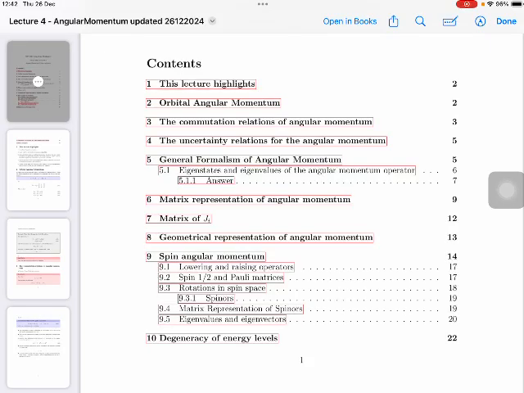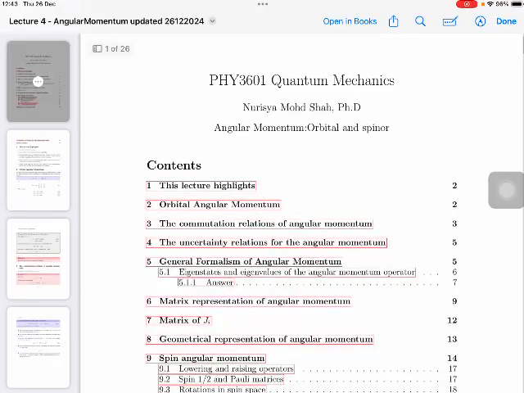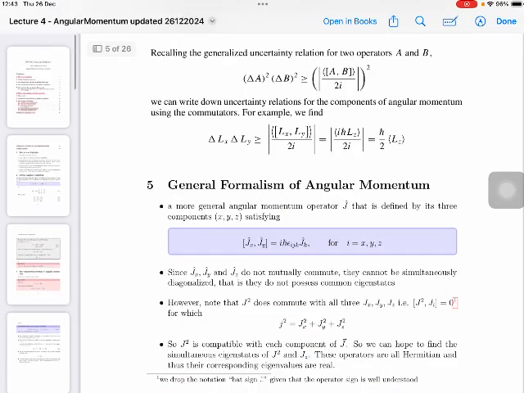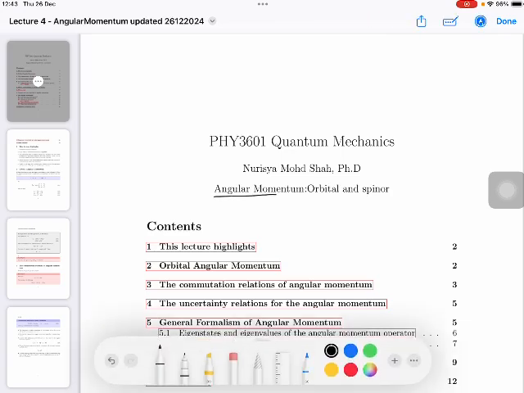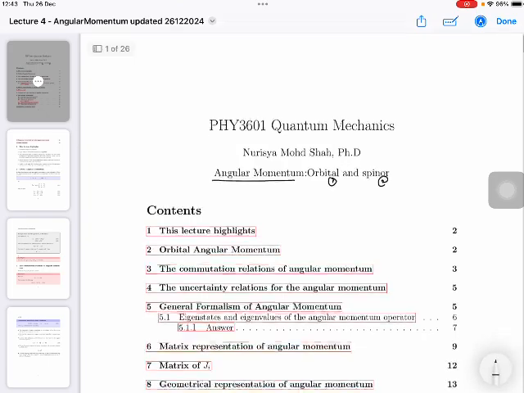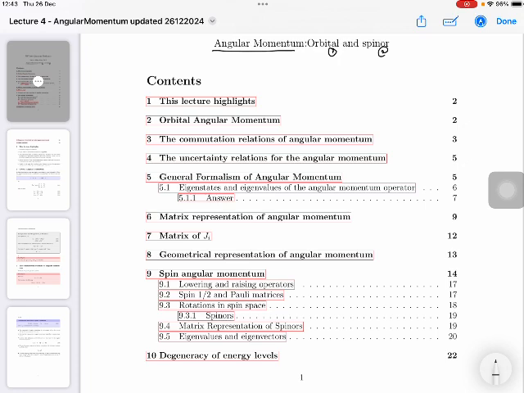Hello everyone, we will continue on a new topic today, which is angular momentum. So there are two things: one is orbital, another one is spinor. There are a few parts that are very important over here. For these sessions, we are going to look at these two.